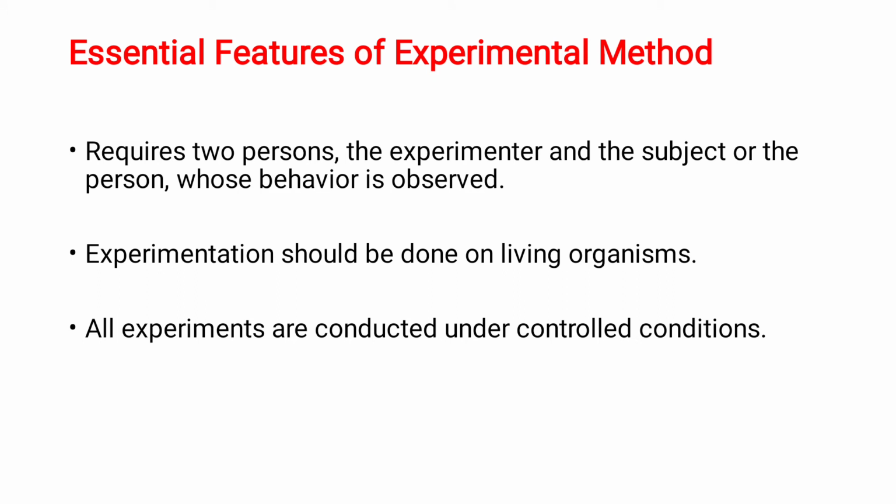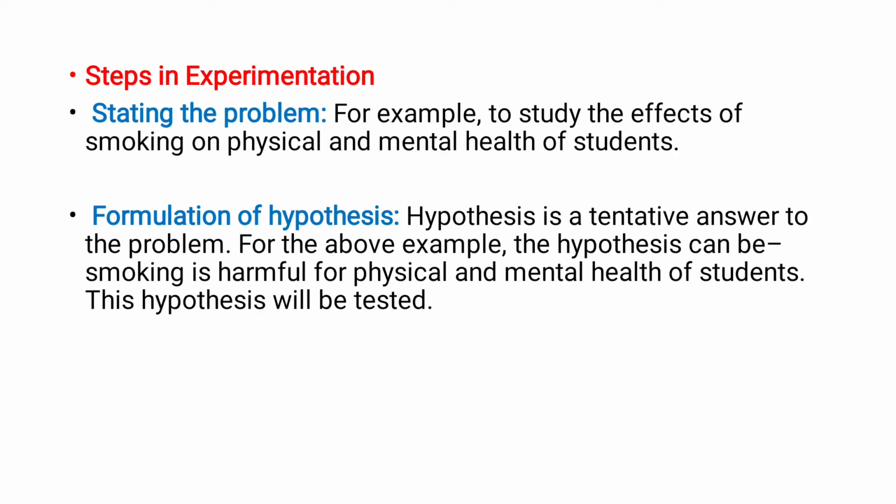So let's see what are all the essential features of the experimental method. It requires one person, minimum two persons: one experimenter and the subject. The subject is the person on whom the experiment is going to be conducted, or the person whose behavior is to be observed. So experimentation should be done on all living organisms. All experiments should be done under a controlled condition, or a laboratory or a hospital setting. So the setting should be what? A controlled environmental condition.